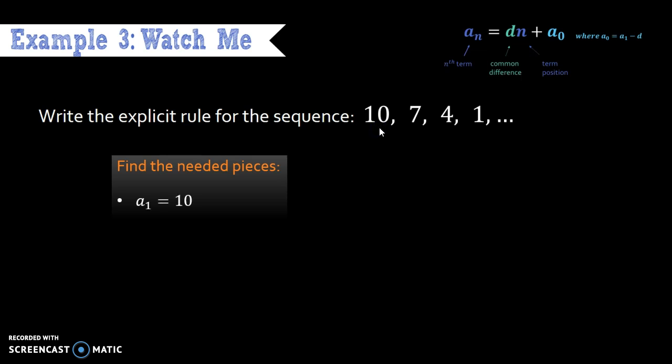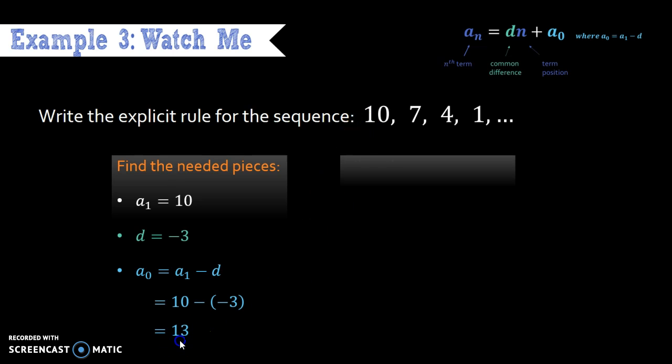I know my first term is 10. I know that my common difference is -3. So if I work backwards, I can take 10, subtract my common difference, and I would find out that my a sub 0 term is 13. So if I were to envision this list going the other way, 13 would come before 10, and we're going to need to fill in this value into our rule.